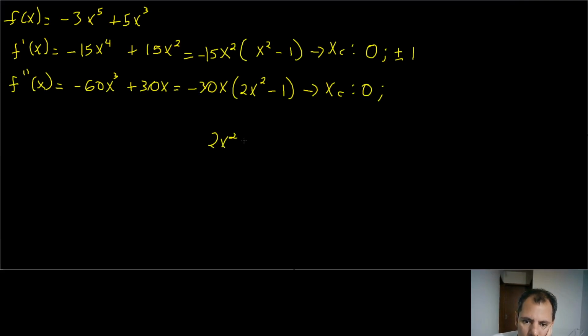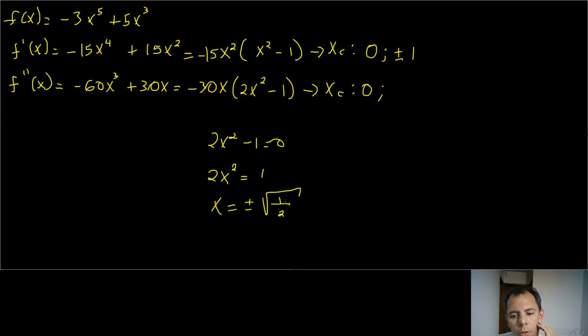You got 2x squared minus 1 equals 0. 2x squared equals 1. X equals plus or minus the square root of half, right? So it's gonna be plus or minus 1 divided by the square root of 2, and I think it's called radicalizing the denominator. You're gonna multiply everything by square root of 2, so there's gonna be plus or minus square root of 2 divided by 2. So we put that in here, plus or minus square root of 2 divided by 2.